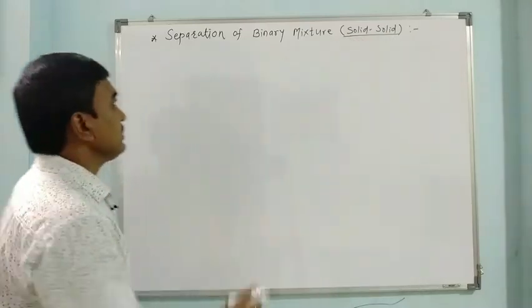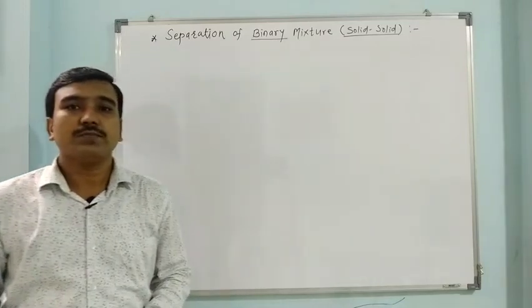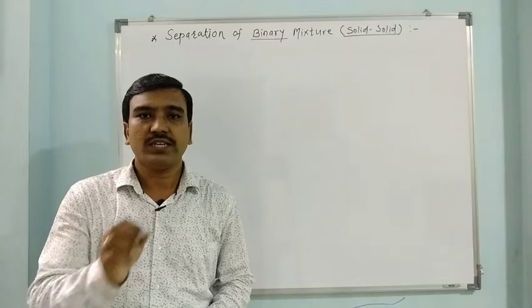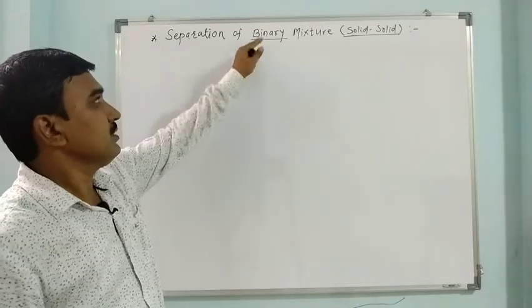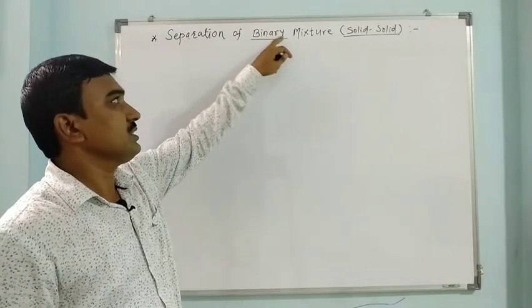What is meant by binary mixture? First, binary means it is a mixture of two organic compounds. So it contains two organic components, which is called a binary mixture. Bi means two, and here binary stands for two organic components present in this mixture, hence it is called a binary mixture.